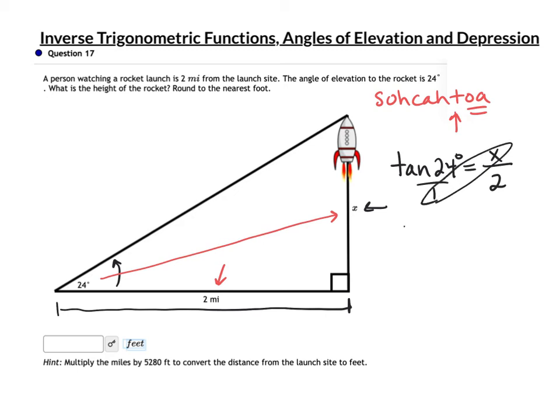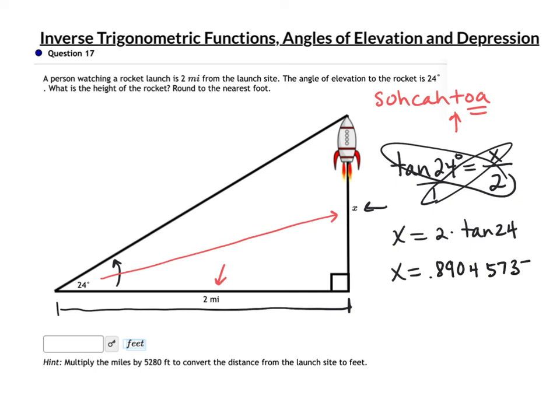X times 1 is x, and then 2 times the tangent of 24. Plug that into Desmos, and that ends up being about 0.89045737. Now you notice I wrote all that out because we're going to convert this to feet. You shouldn't be rounding this yet. Don't round until you get your final answer.